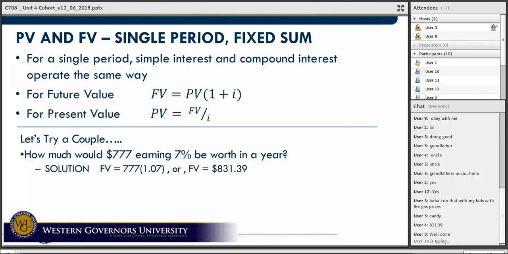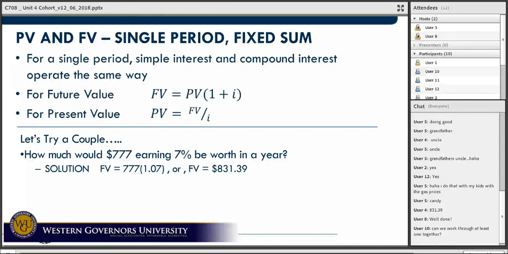Okay. And we see that it's 777 times 1.07. Technically, it's 107% of this amount. Can we work through at least one together? Yes, we'll work through several, actually.